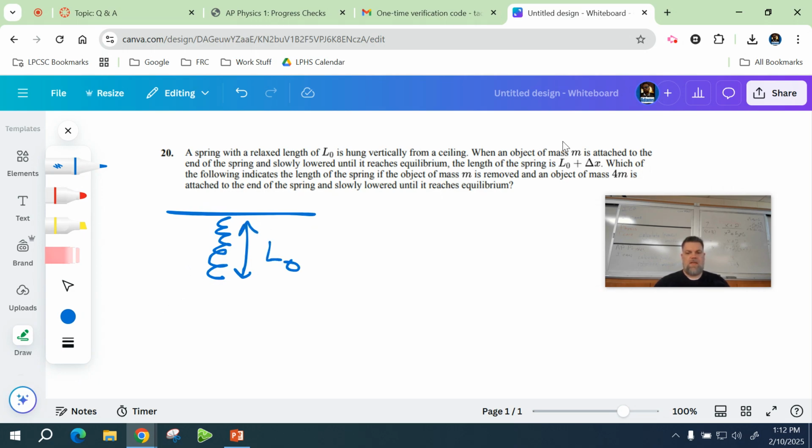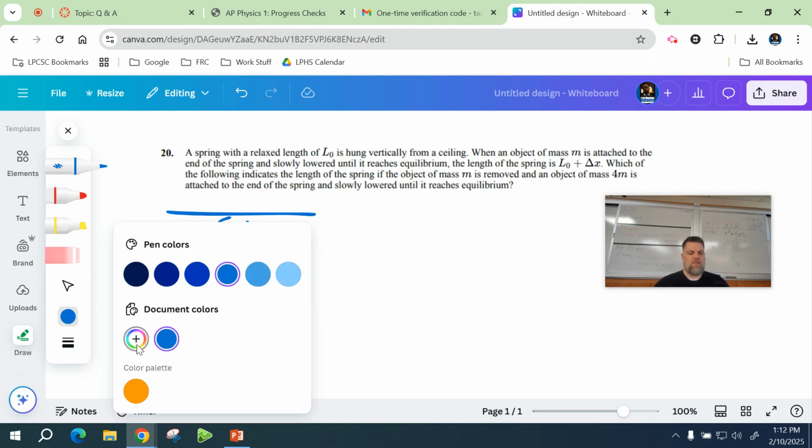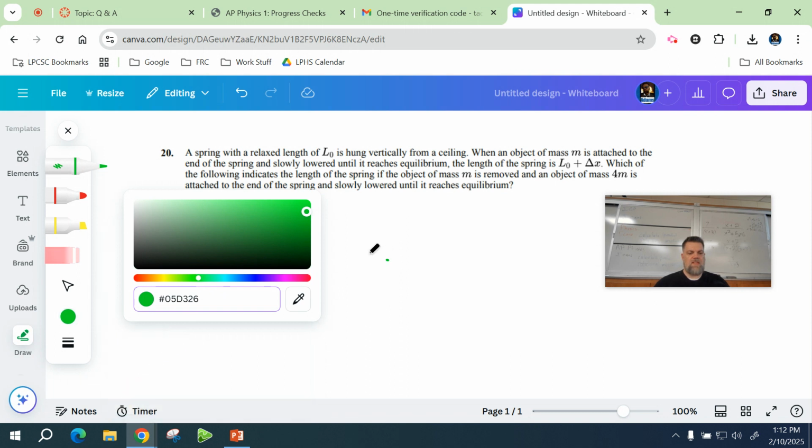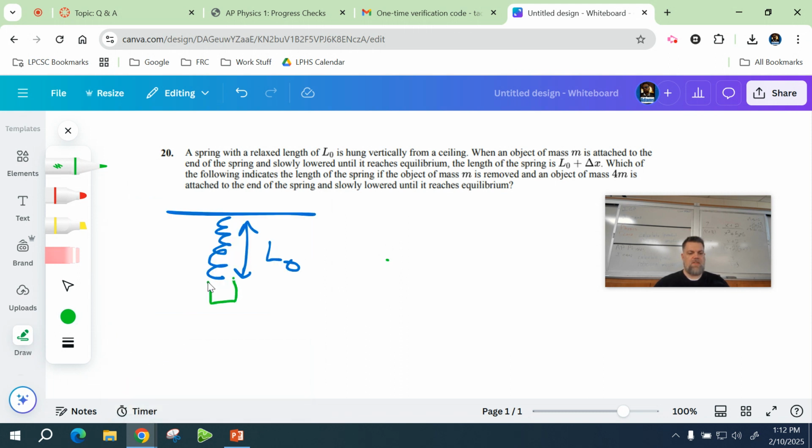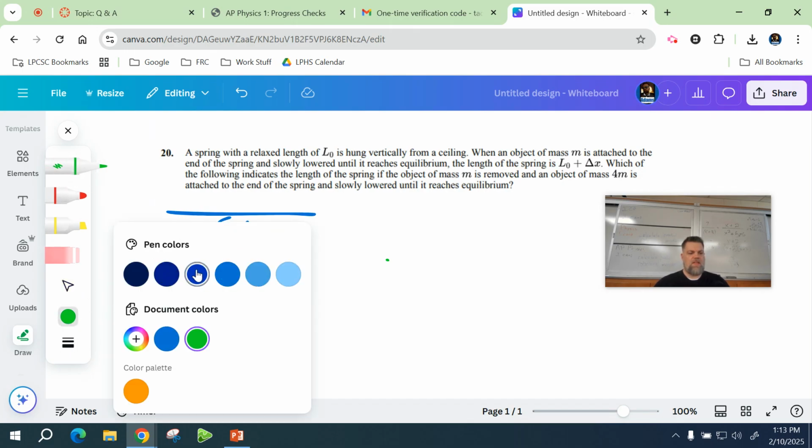All right. Then it says when an object with a mass of m is attached to it. So let's attach the mass m. We'll have an object like this with a mass of m attached to the end of the spring. It's slowly lowered until it reaches an equilibrium. That means that it stops moving. A different take on that is this is like part one, and then this is like part two.